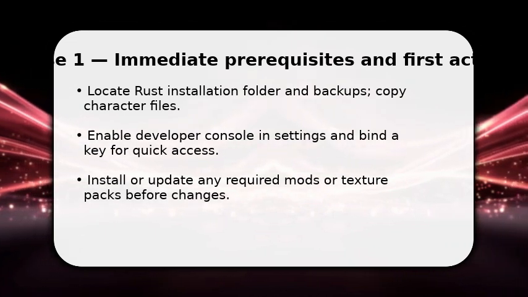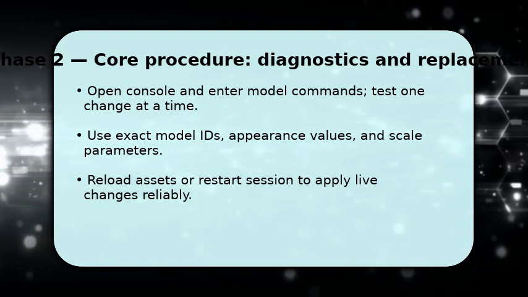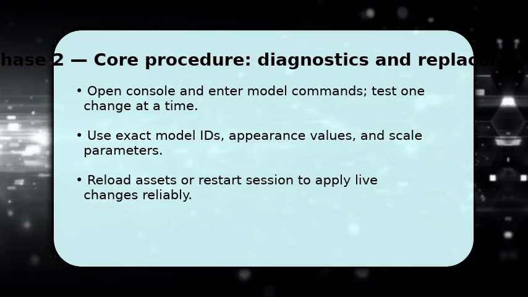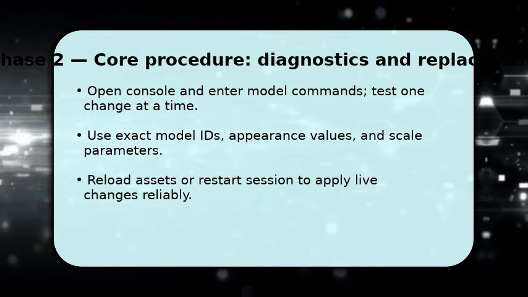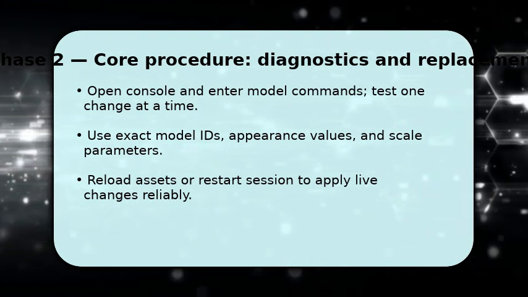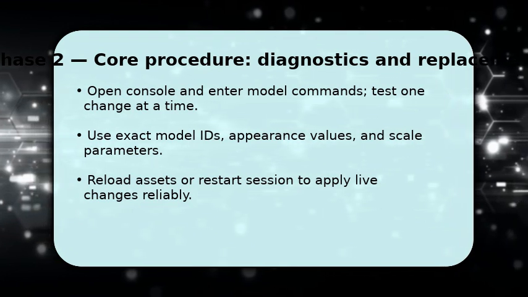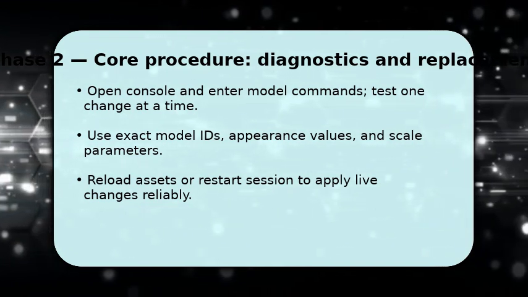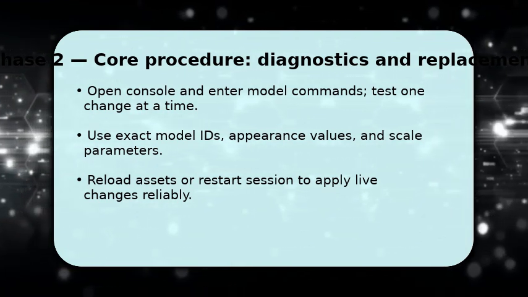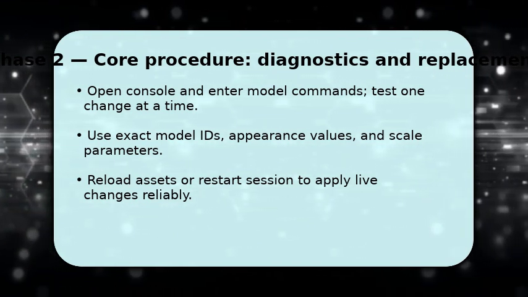These steps remove surprises later and let you begin modifying the model with confidence and a clear rollback plan. Next, open the console and apply targeted commands to change the model, testing a single parameter at a time so you can track effects. Use exact model ID, appearance values, and scale parameters. Imprecise input will do nothing or break the display. Once you tweak a setting, reload the asset or restart the session so changes commit. Keep a list of commands you used, because reverting is faster when you can repeat steps in reverse order, and verify the character behaves as expected.